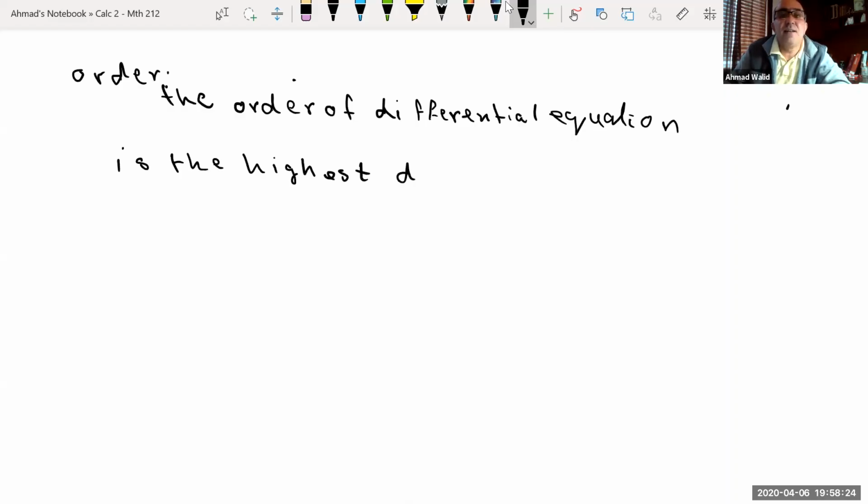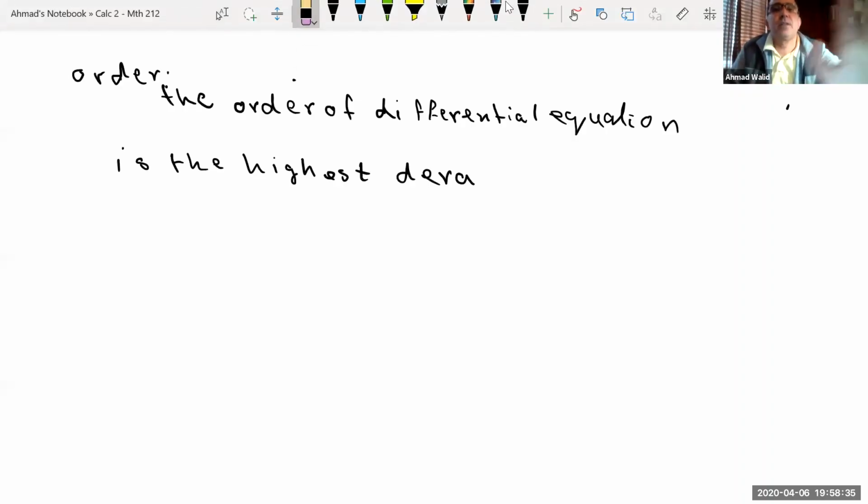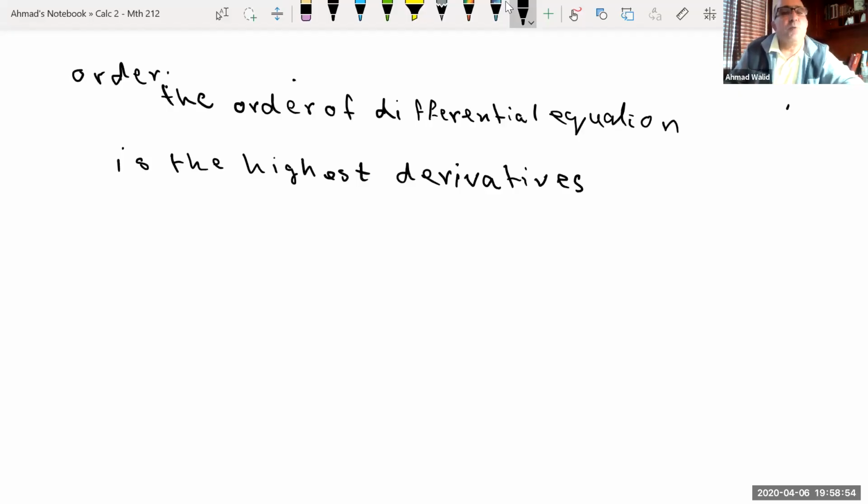derivative. Oh my God, I don't want to make a mistake. When you make a mistake, it's really difficult to correct. Okay. Sorry, because you need these notes. The order of a differential equation is the highest derivative involved in the equation or occurs in the equation.